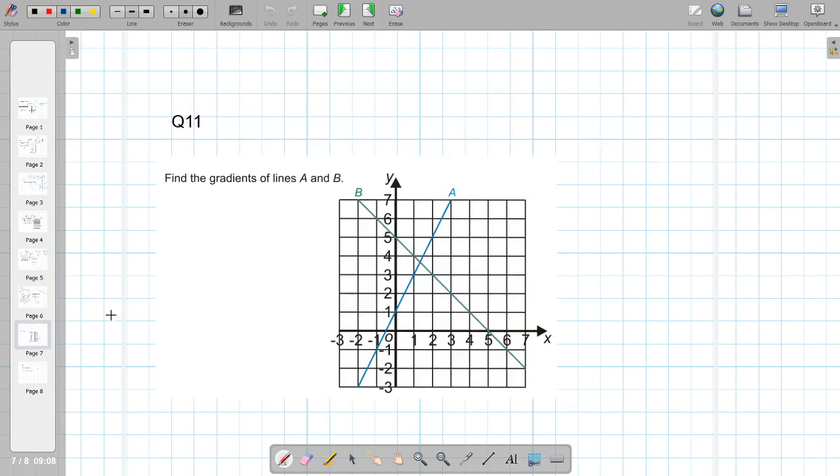This one. So here we're talking about gradient. Gradient is basically how steep the function is.